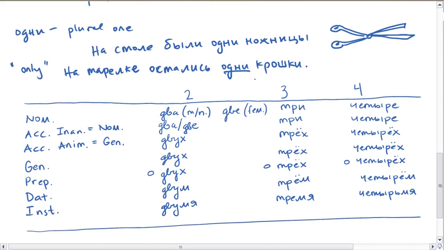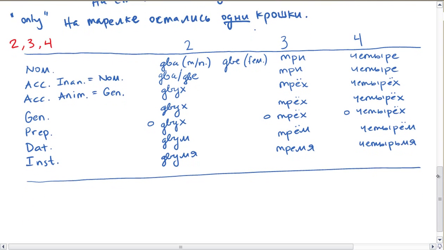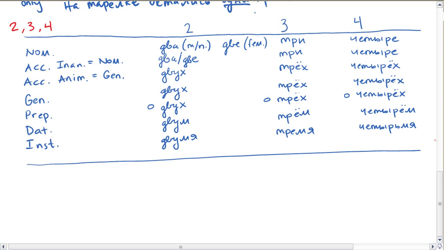So here's how 2, 3, and 4 decline, because they are typical numbers, unlike 1, which behaves like an adjective and declines like an adjective. So we have 2, 3, 4. And you can look that over in your own time or copy it down. Also, textbooks and any kind of Russian grammar book will have how all of these numbers decline, every single number. So let's look first at 2.